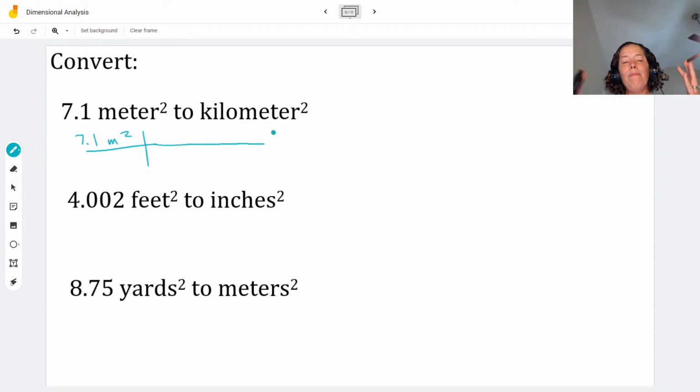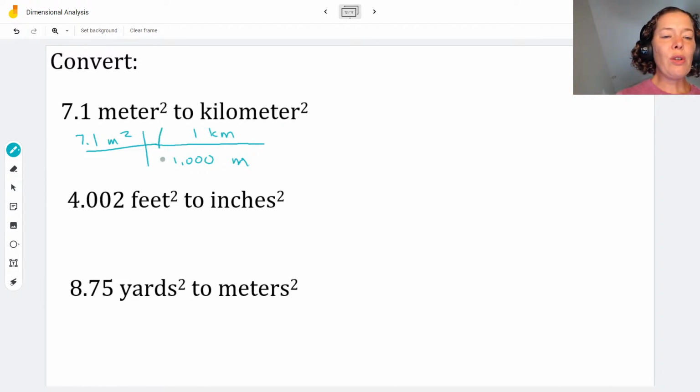And the way I like to think about this is initially just ignore the squared and just think meters to kilometers. And of course, meters is going to go in the denominator. And there are 1,000 meters in 1 kilometer. So again, first I just think meters to kilometers, don't worry about the squared. Once I've got that in, then I'm going to bring in whatever power I need, in this case squared.